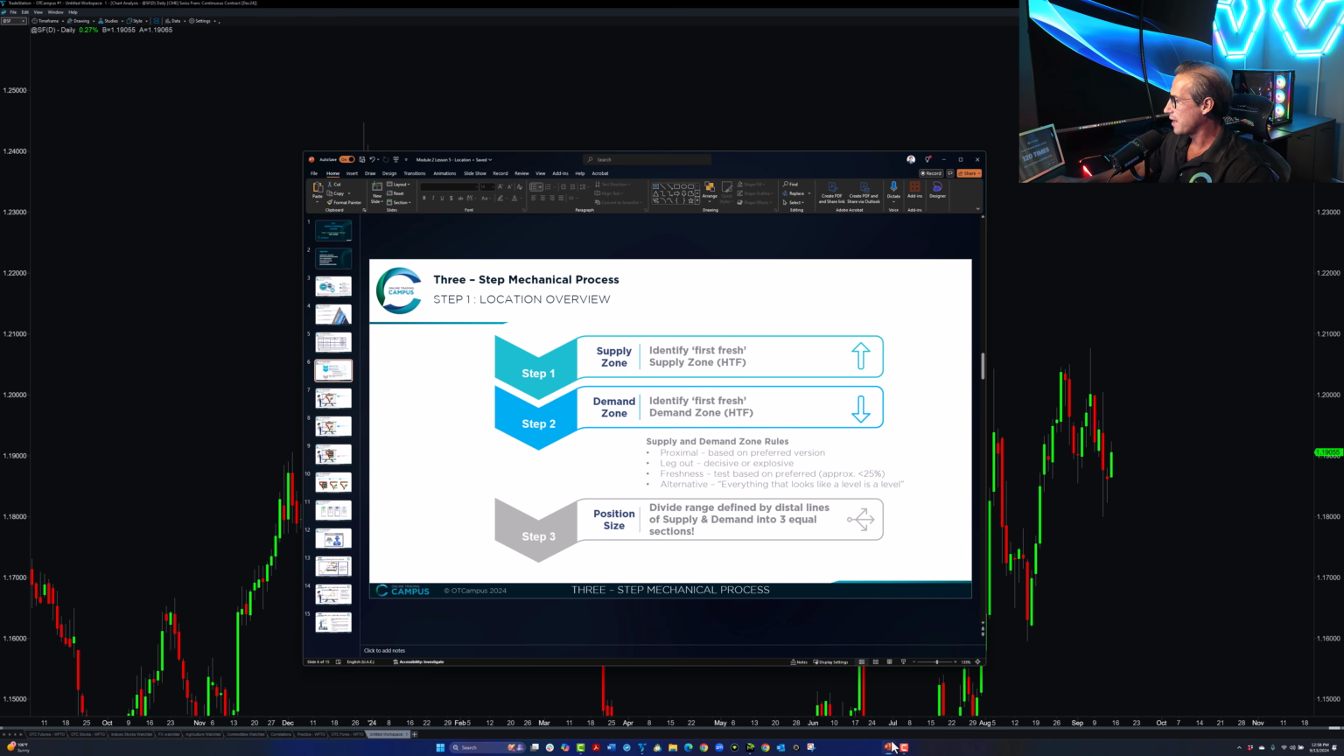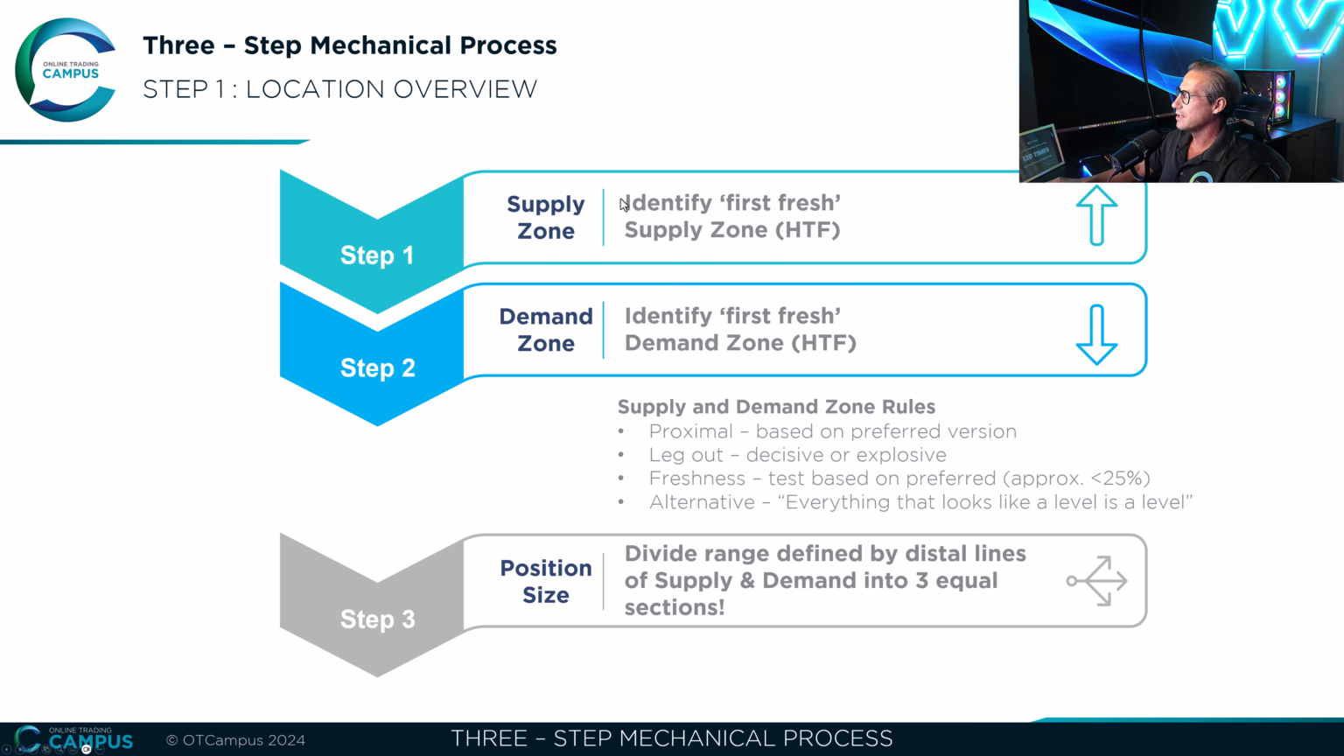Now let's go back to the slides here. All right, so now you understand that when we look at step 1 and step 2, of location only, right? We have to identify a fresh supply zone and a fresh demand zone. And what kind of freshness? Now we have seen already, should it be fresh based on preferred version? Should it be fresh based on wider version?